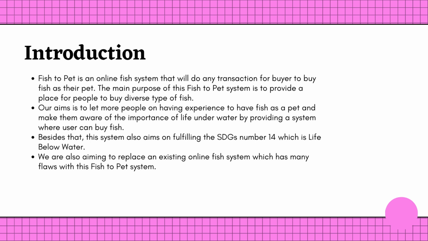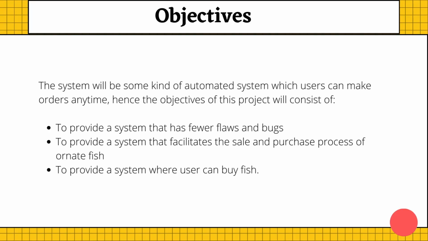Besides, the system also aims at fulfilling SDG number 14, which is life below water. We are also aiming to replace an existing online fish system which has many flaws with this Fish to Pet system.